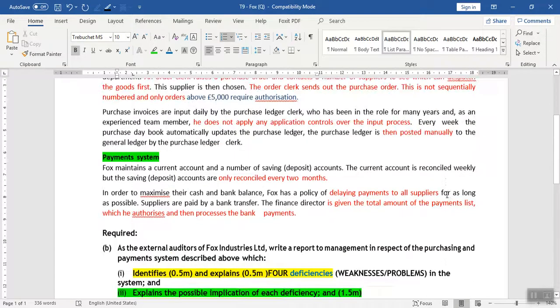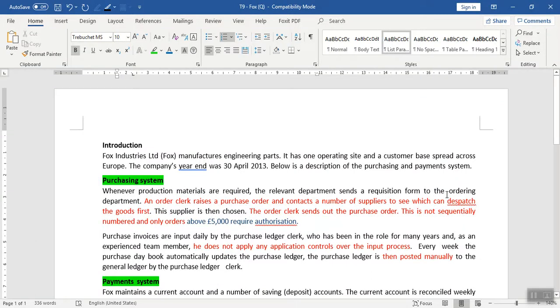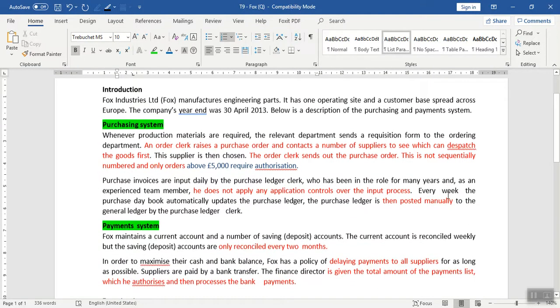So let's look at the question line by line. Class, it might be very important for your exam because normally a case study question will come out either as audit or internal control. So, Fox Industry manufactures engineering parts.